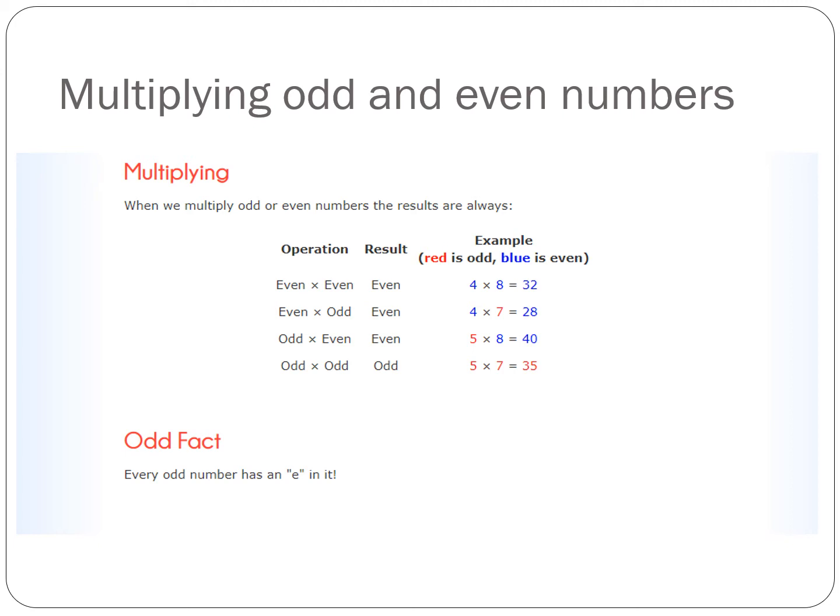If we take an odd number and multiply it with an even number, our result will always be even. For example, 5 times 8 equals 40. Then lastly, when we take an odd number and multiply it with another odd number, our result will be odd. For example, 5 times 7 equals 35. Now let's look at this odd fact. Every odd number has an "e" in it.